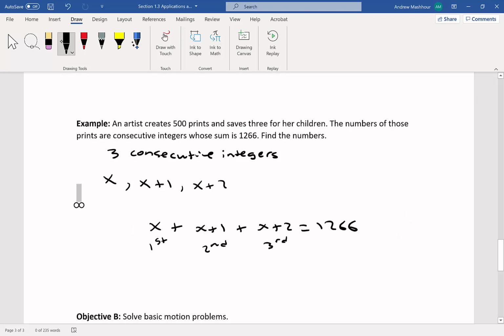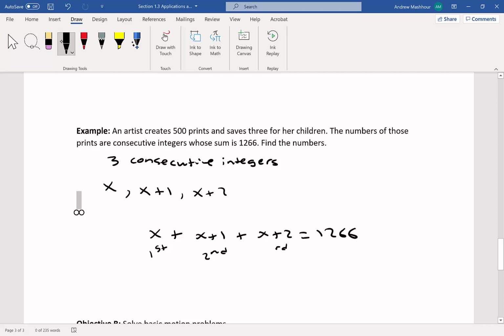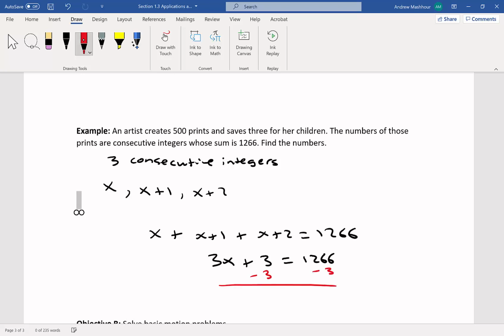Now that we have our equation set up, let's solve it. We can begin by combining like terms. On the left hand side, x plus x plus x gives us 3x, and 1 plus 2 gives us 3, equal to 1266. Now let's get our x by itself, so subtract 3 from both sides. We get 3x is equal to 1263. Last step, to solve for x, dividing this out, we get x is equal to 421.